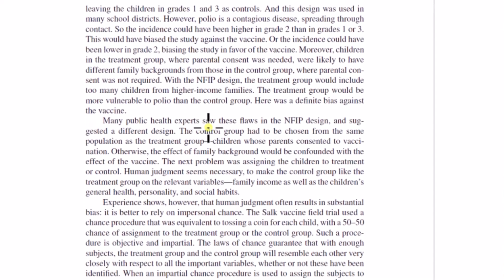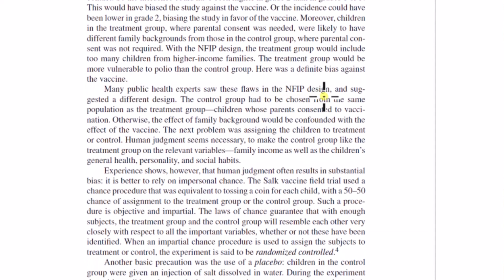Many public health experts saw these flaws in the NFIP design and suggested a different design. The control group had to be chosen from the same population as the treatment group, right? If you do it that way, that's going to be more ideal. Do you see how that works? You have this population, one type of child. You choose from amongst that population for the treatment group. You want to choose from that exact same population for the control group.